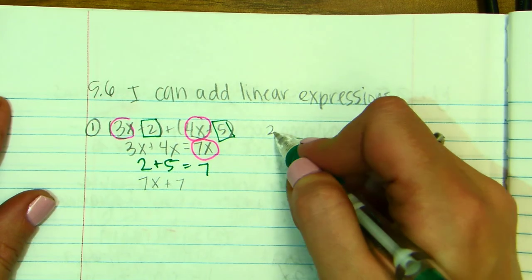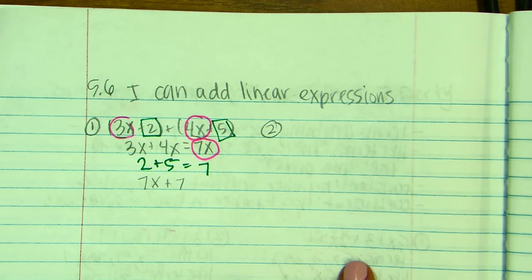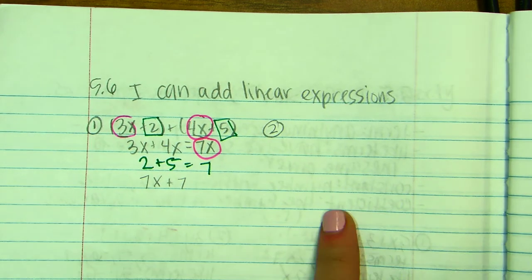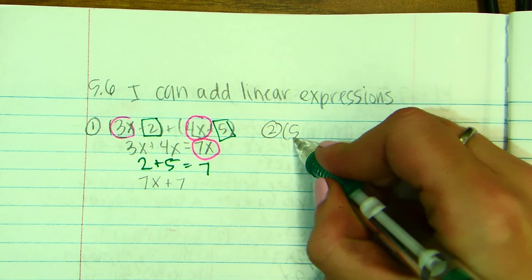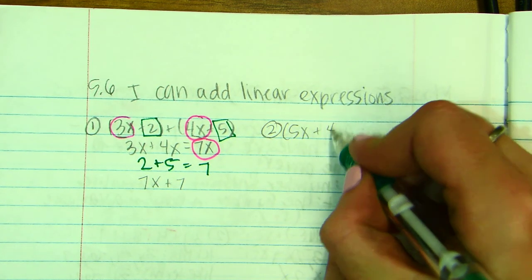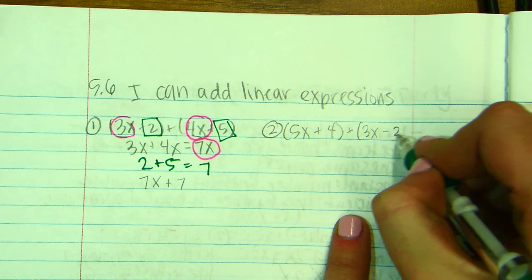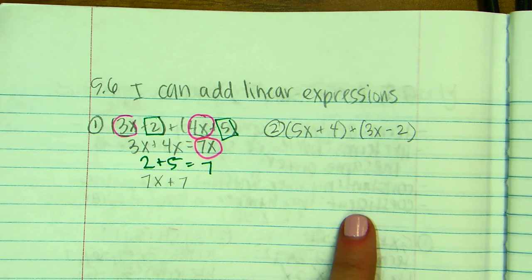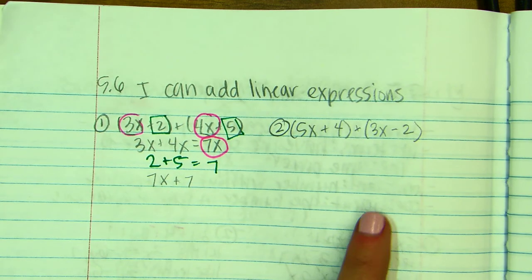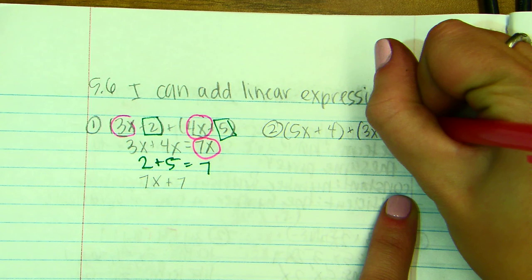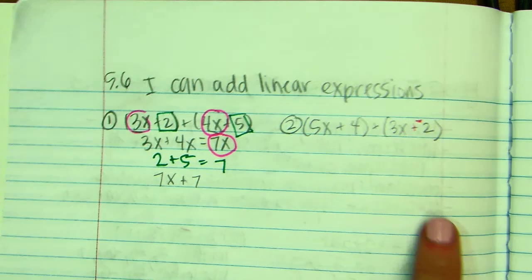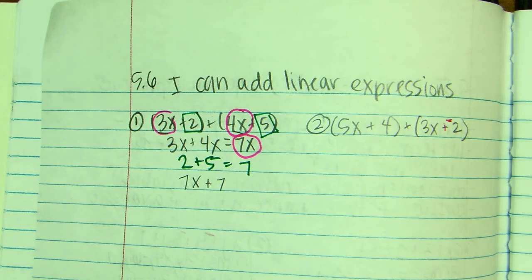For number 2, let's try one where we're still adding two linear expressions, but we're going to have some subtracting in there. Let's do 5x plus 4 plus 3x minus 2. The very first thing we do is we're always going to change the sign of the one behind first. Now that's a negative 2. But I didn't change the value of my expression at all. And we're still adding, and we can only add like terms.